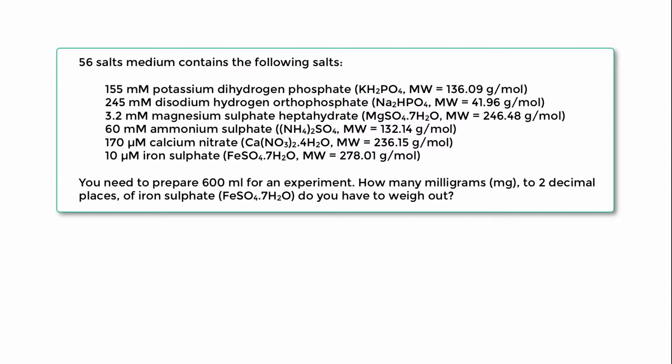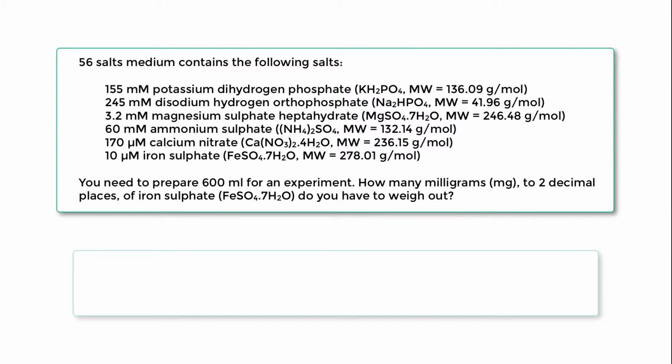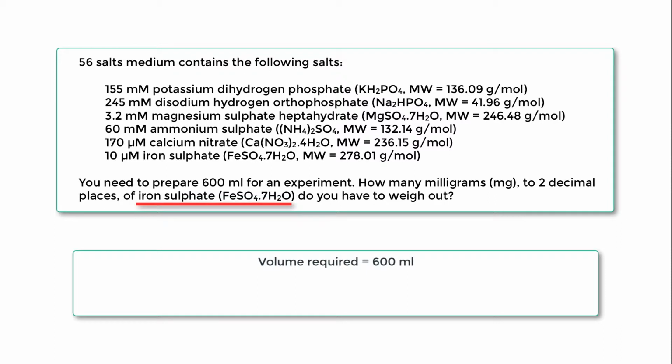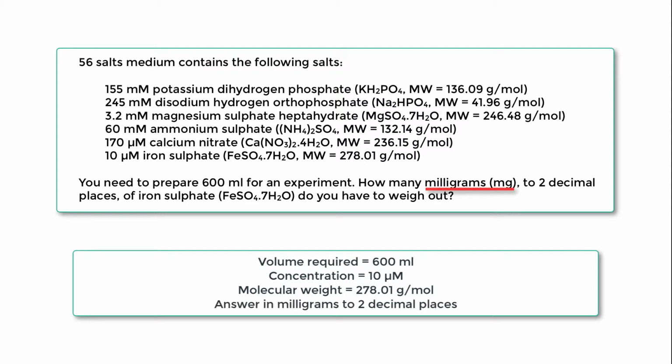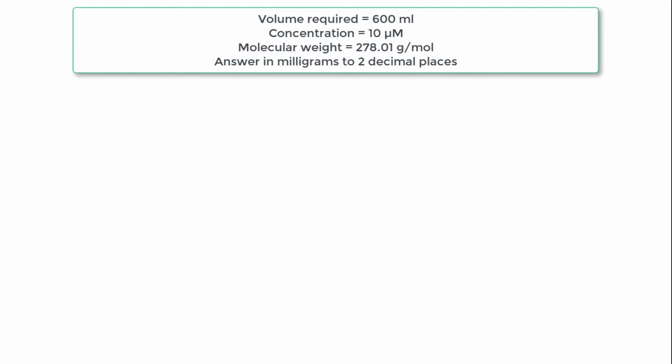Now, from the question, we need to note a few key points. First of all, that the volume required is 600 mils, that we've been asked to weigh out the iron sulfate, and that the concentration of iron sulfate is 10 micromolar. We also need to note the molecular weight of iron sulfate, which is 278.01 grams per mole. And finally, we need to note that the answer has to be in milligrams to 2 decimal places. So how do we go about doing this type of calculation?